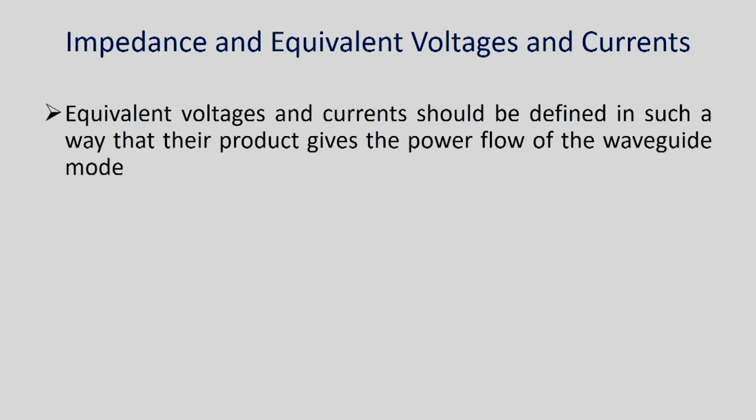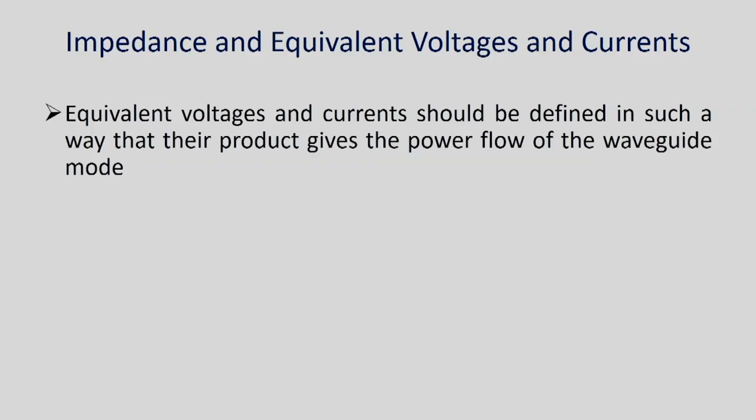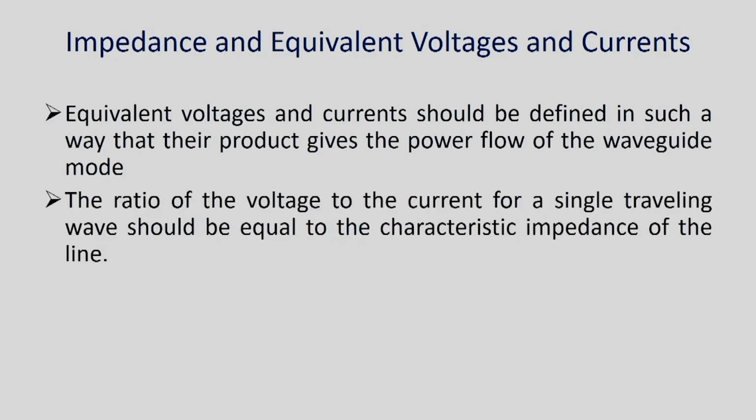Equivalent voltages and currents should be defined in such a way that their product gives the power flow of the waveguide mode. So, as we are defining these equivalent voltages and currents for individual modes, they are to be introduced in such a manner that when they are taken into computation of power, they will actually correspond to the power flow of that particular waveguide mode. The ratio of voltage to current for a single travelling wave should be equal to the characteristic impedance of the line.